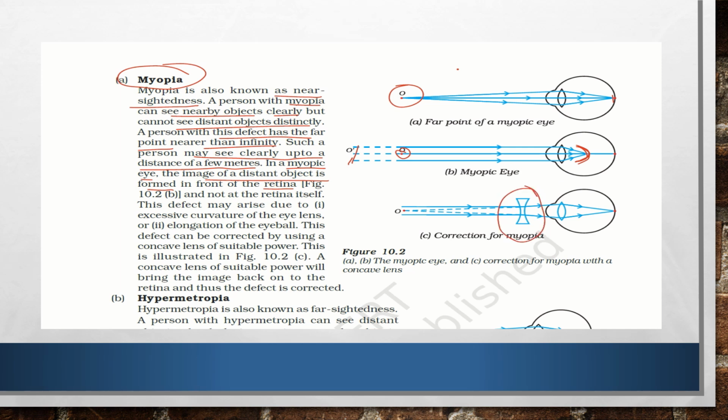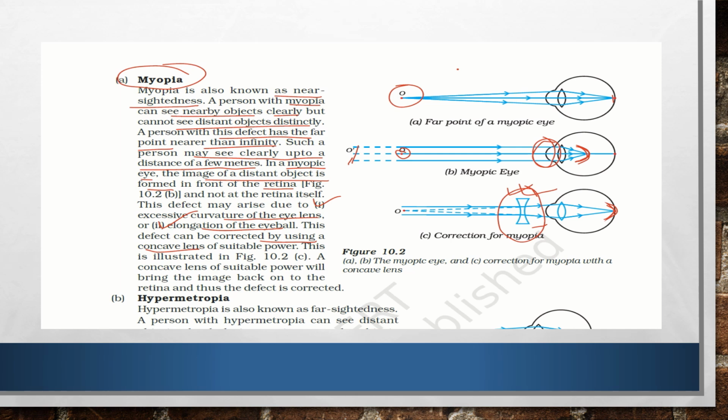So what is the cause? This defect is actually caused by, we can say, excessive curvature of the eyeballs. Might be the eyeballs have become excessively curved. So the eyeball's curvature has increased, or there is elongation of the eyeball. So two main factors are there: curvature of the eyeballs or elongation of the eyeballs. The defect can be corrected by using a concave lens. So you have studied concave lens in the previous lesson. So a concave lens is used for correcting this myopic eye, and the image is formed perfectly on the retina.